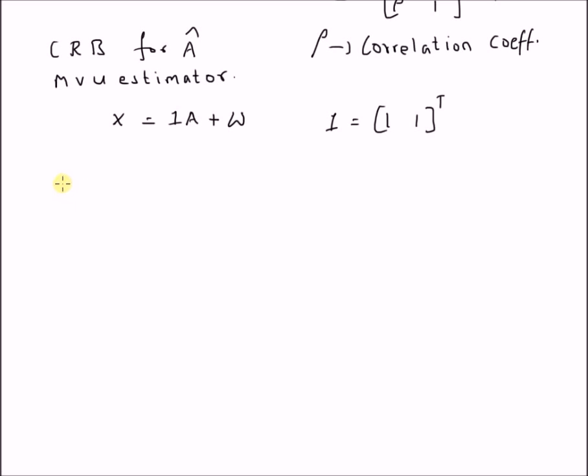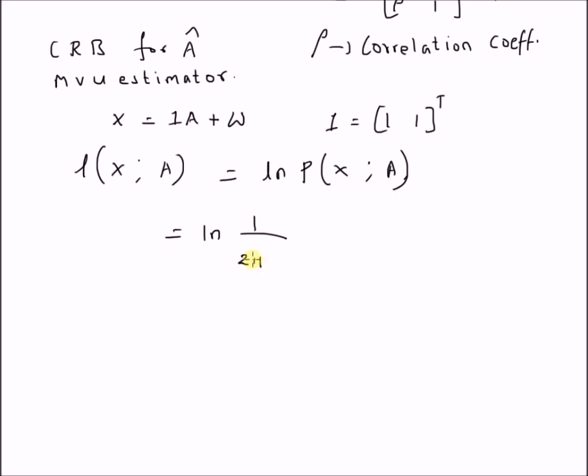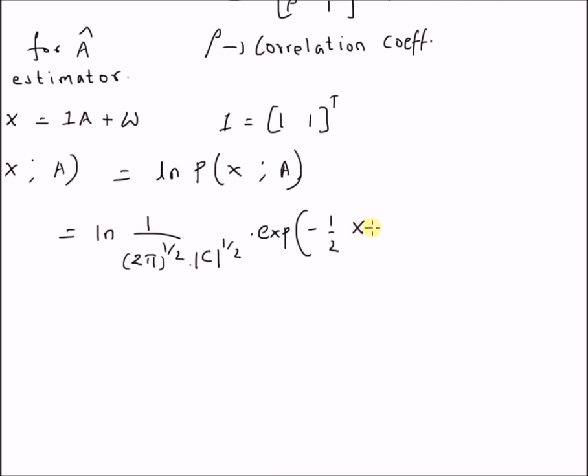So the log likelihood function will be logarithm of p(x; A), which is the probability distribution of the observation vector x given the parameter A, and so this is equal to logarithm of 1 over (2 pi)^(1/2) determinant of the covariance matrix C to the power 1/2, multiplied by exponential of minus 1/2 (x minus 1A) transpose C inverse (x minus 1A). So this is the log likelihood function.